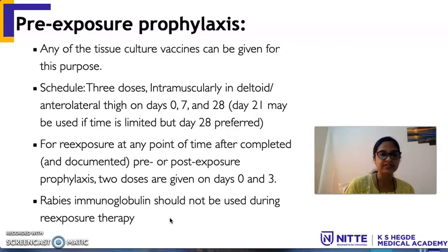Pre-exposure prophylaxis is given as 3 doses of vaccination intramuscularly in the deltoid or anterolateral aspect of the thigh on day 0, 7 and 28.